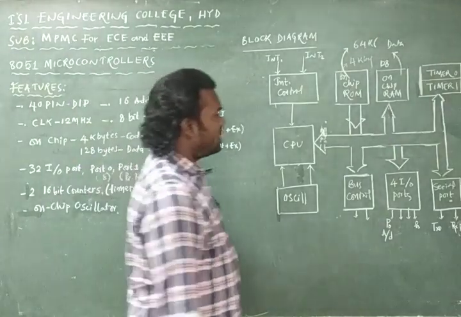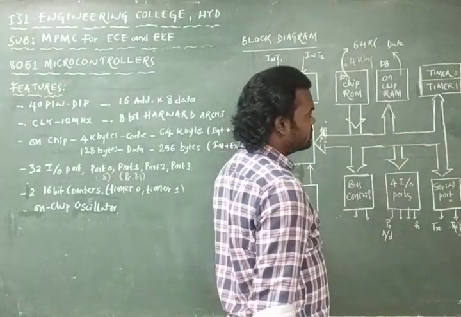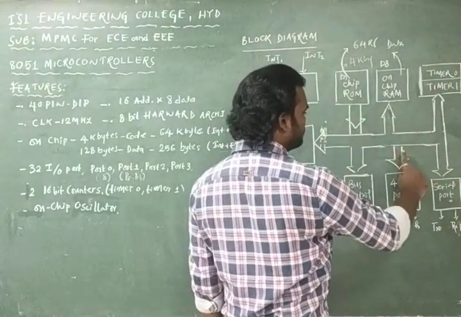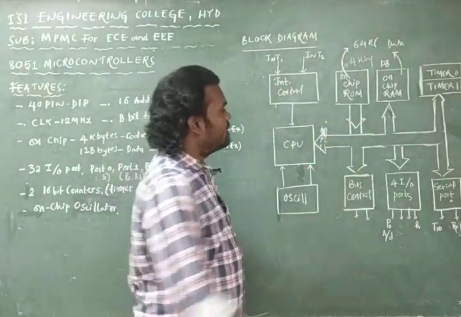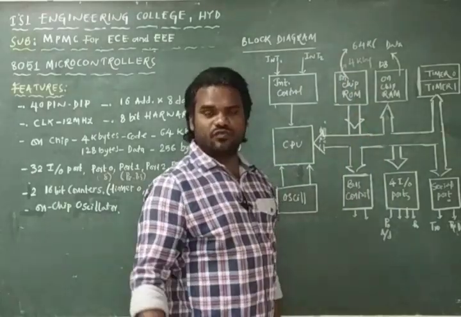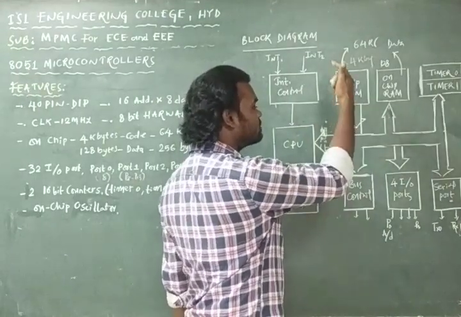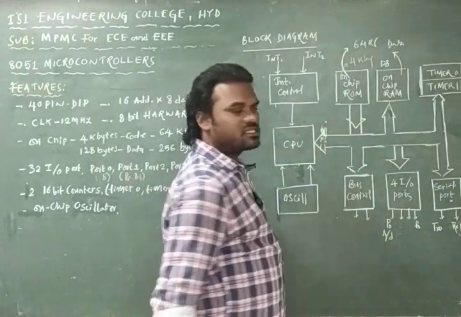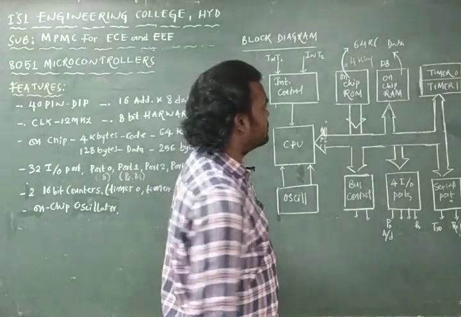Coming to here, these arrow marks indicate the bus directions. This one is bidirectional, and this one is unidirectional because it is read only. From this we can read and fetch the instructions, but we can't rewrite instructions into this memory, so it is unidirectional only. Likewise, you can differentiate the read only memory and the random access memory.